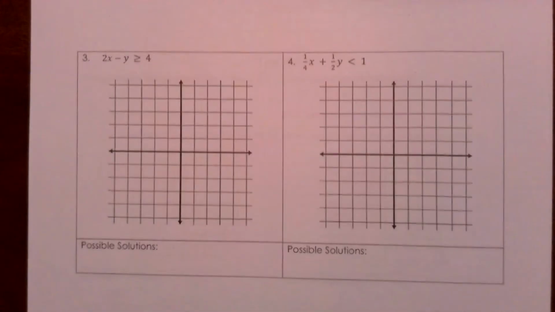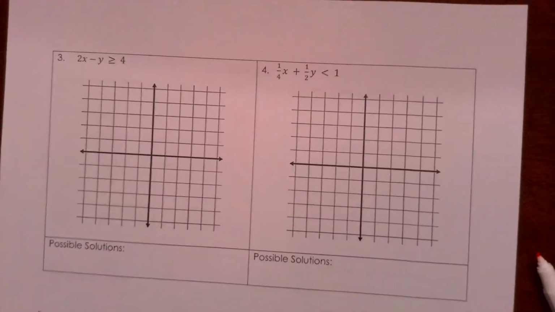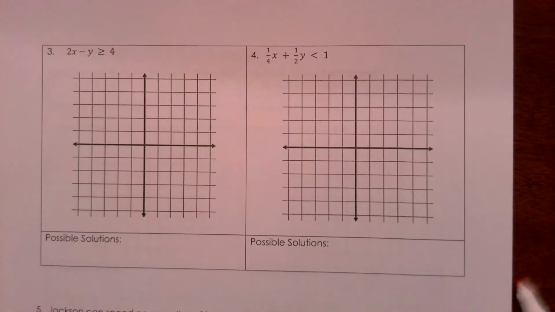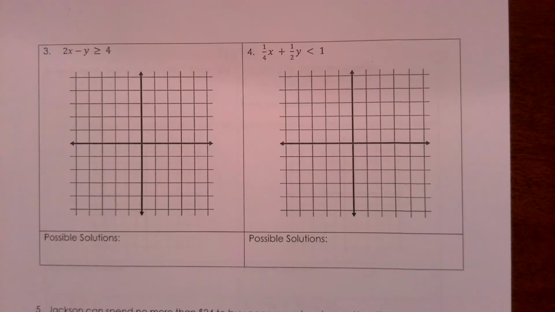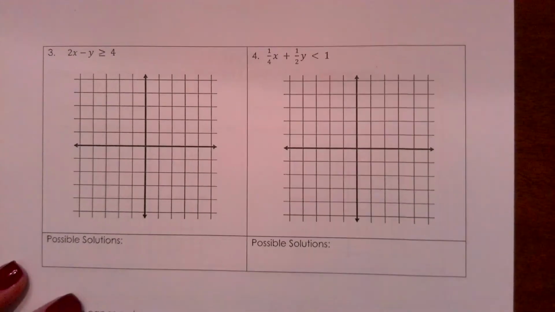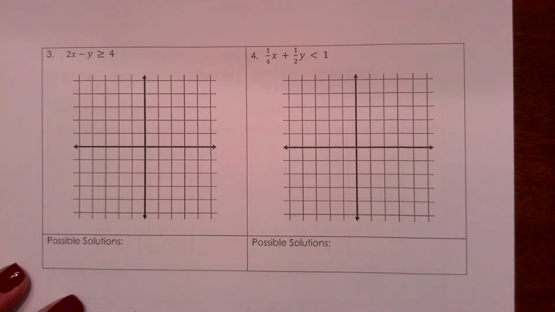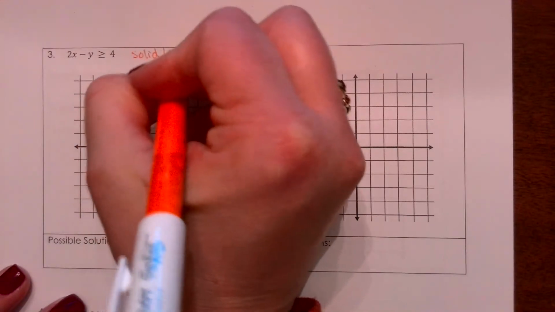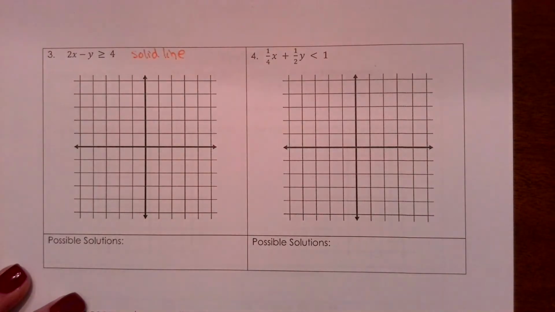We're going to look at number 4. In this case, I have an equation, 2x minus y is greater than or equal to 4. That is in standard form, so I'm going to use the intercept method of graphing. First thing I want to do, though: am I going to have a solid or a dotted line? This is a solid line because I have a greater than or equal to symbol.